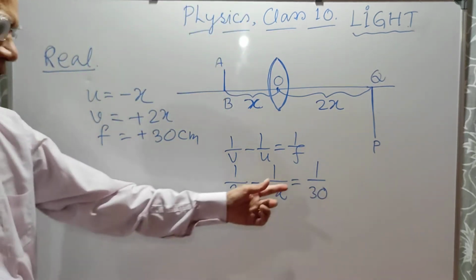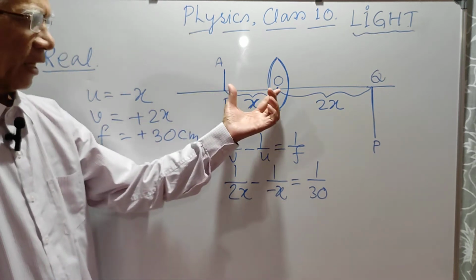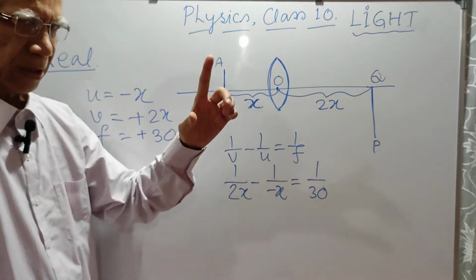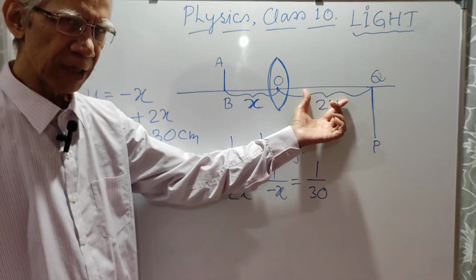Now we can solve this equation to find the value of x. I hope that things are clear up to this point. x is the numerical value of the object distance. Also, x is the numerical value of the image distance.